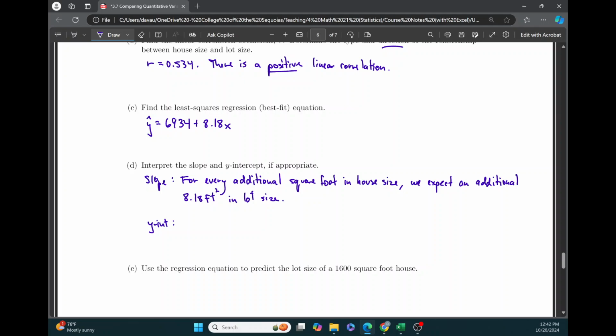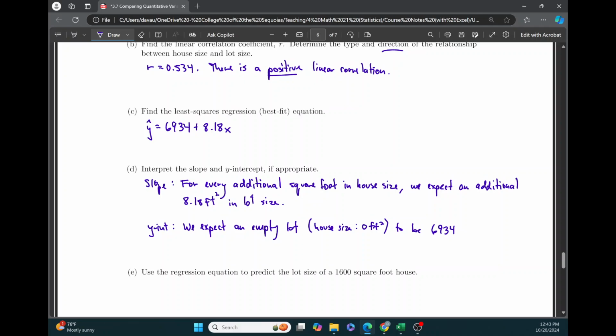The y-intercept is what happens when we plug in 0 for x. Plugging in 0 for x means that your house is 0 square feet, which could just be an empty lot, I suppose, right? So we might say we expect an empty lot, house size 0 square feet. So we expect an empty lot to be 6,934 square feet.